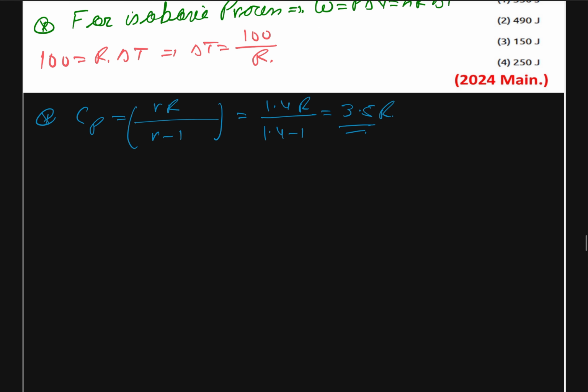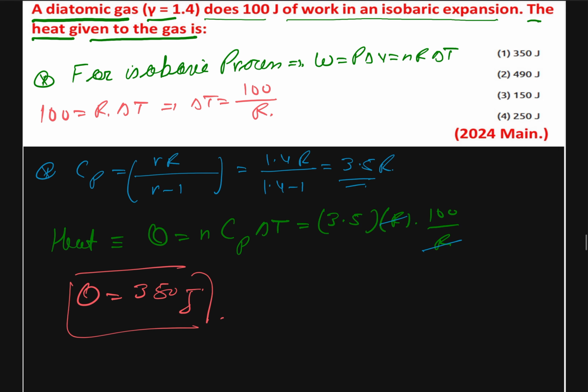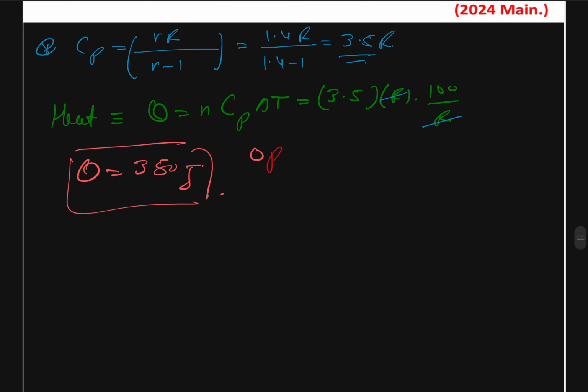Now we can easily find out the heat, that is Q. So we can say heat Q will be equal to n C of P multiplied by delta T, and C of P is our 3.5 times R and delta T is our 100 upon R. So here R and R goes away, and this gives us that Q will be equal to 350 joules. So option 1 is correct. Next question.